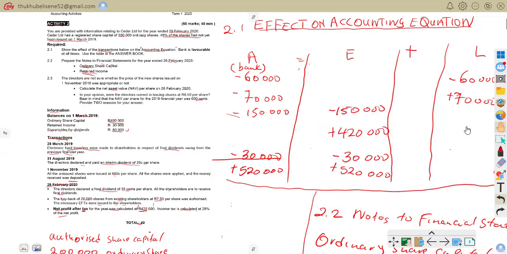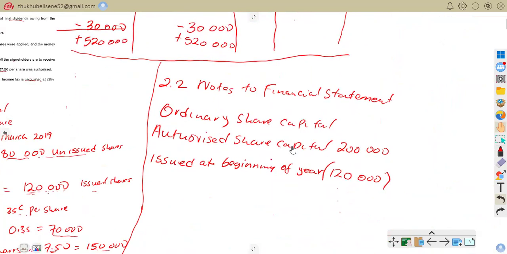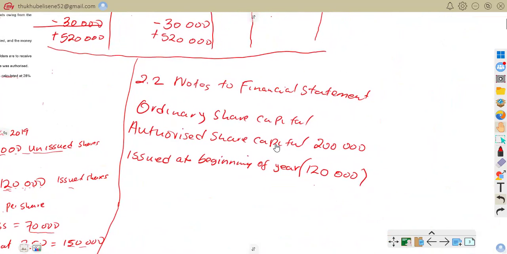400,000. So the 400,000 is what? It is the amount for the issued shares at the beginning of the year. 400,000. Hope we are together on that.